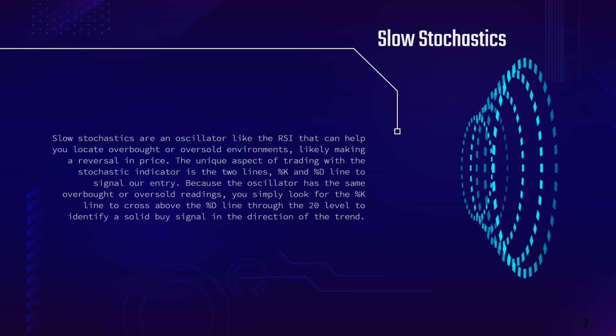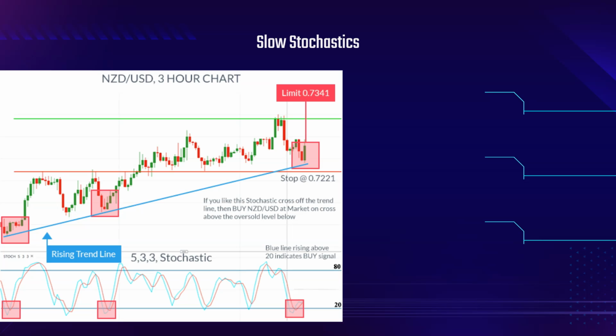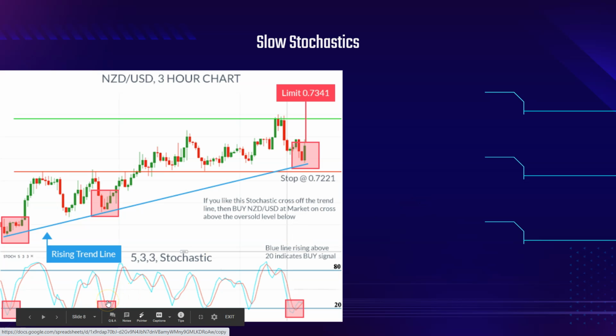Because the oscillator has the same overbought or oversold readings, you simply look for the percentage K line to cross above the percentage D line through the 20 level to identify a solid buy signal in the direction of the trend. Remember, in the direction of the trend. So here we go right here. This is a slow Stochastic, and you look here on the bottom. When it hits that, this is what we're talking about.